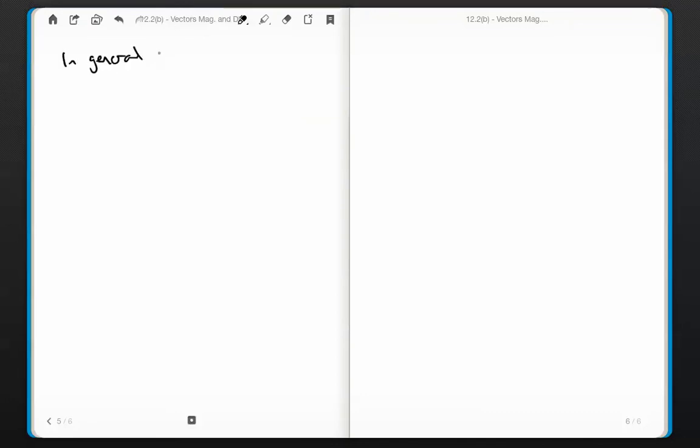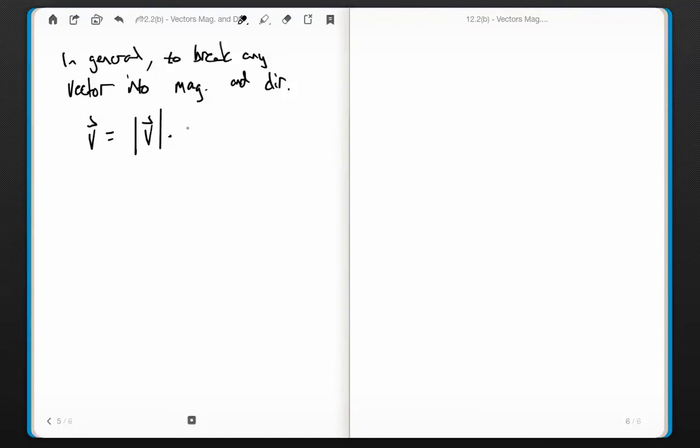In general, to break any vector into magnitude and direction, what I can do is say the magnitude, or I take my original vector v, equals the magnitude of v times my original vector divided by its own magnitude.